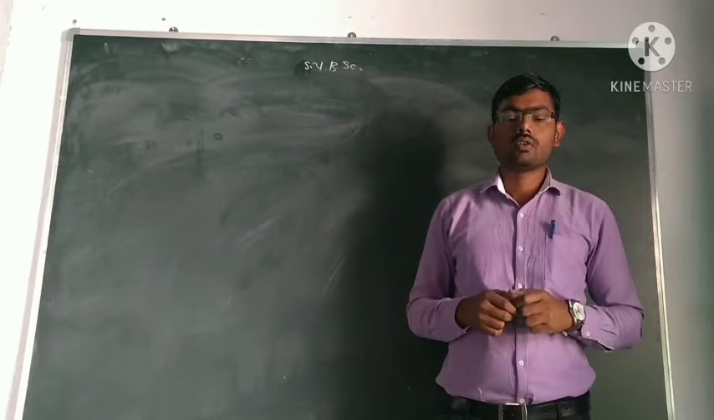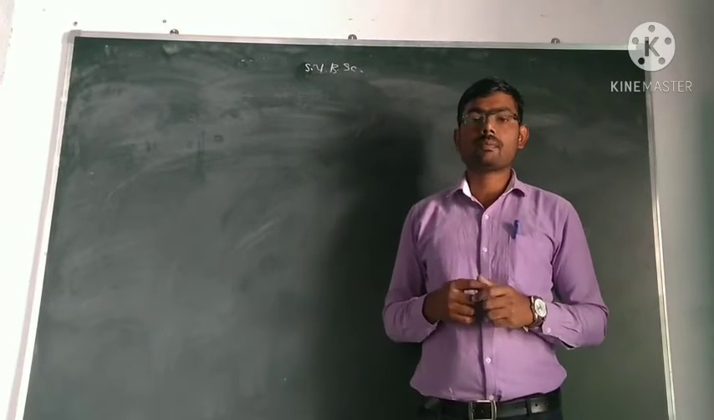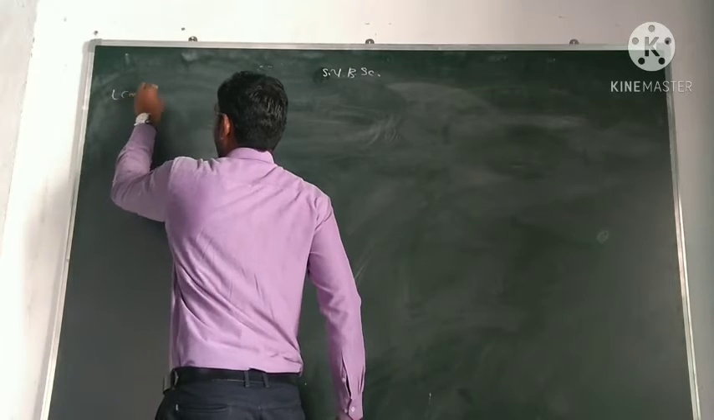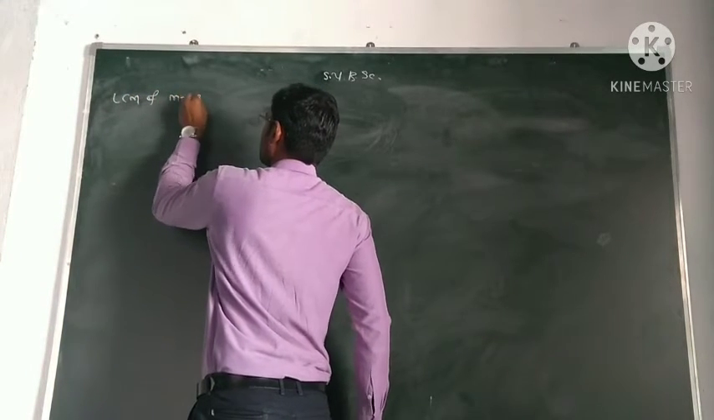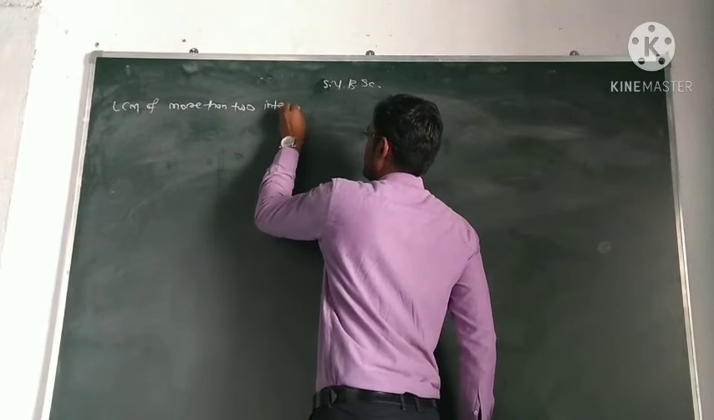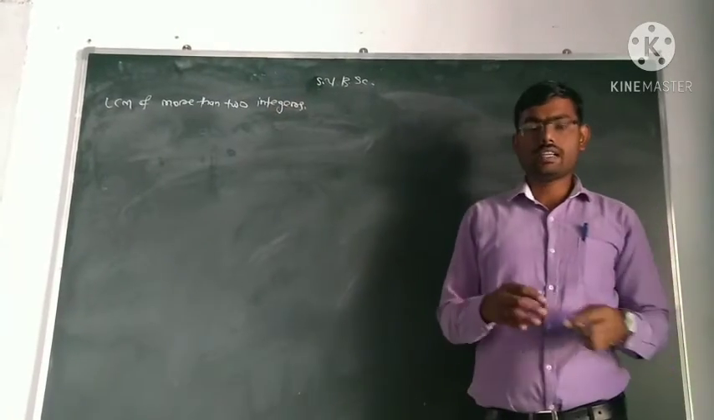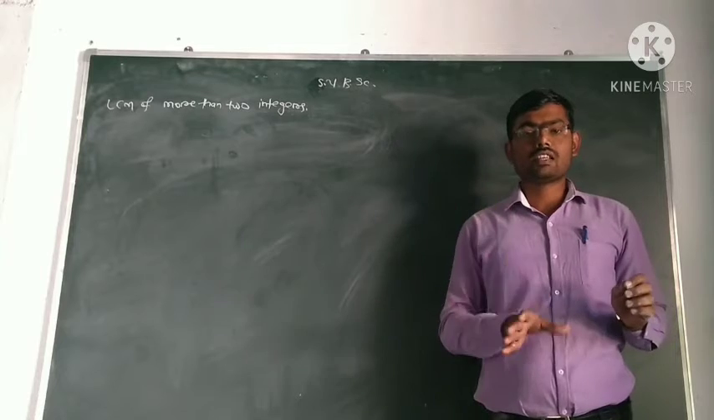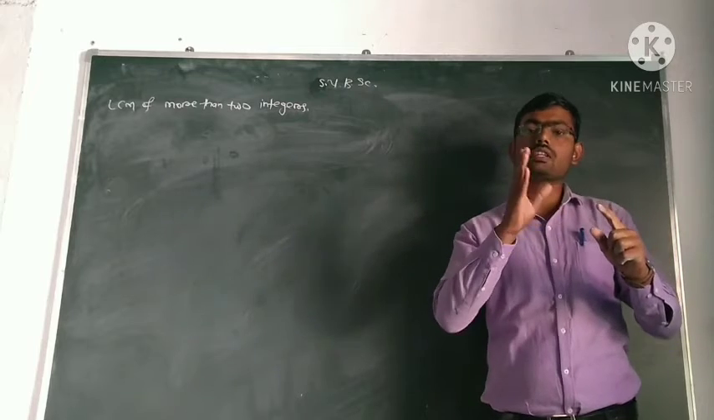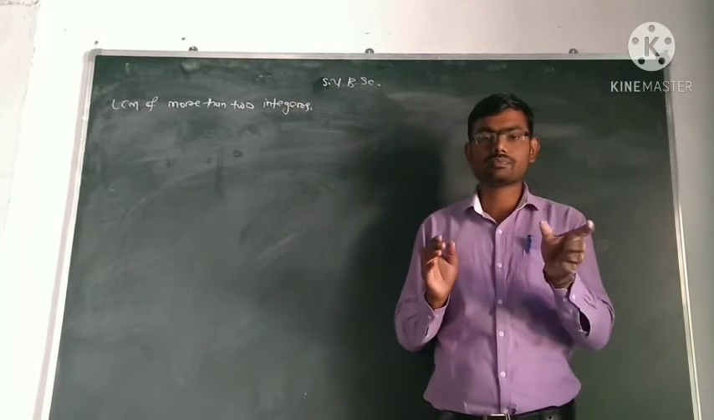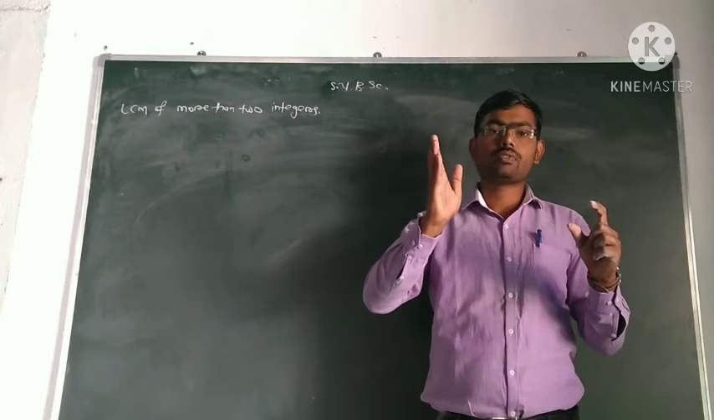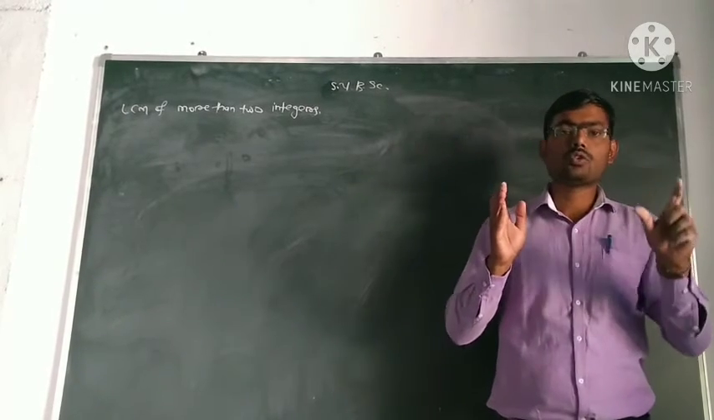Friends, now we will go to the topic least common multiple of more than two integers. What is the LCM of more than two integers? The concept remains the same. LCM of two integers means a common multiple of both integers which is the least. Suppose there are two integers; we have their common multiples, but among the common multiples, the least one is called the least common multiple of those two integers.